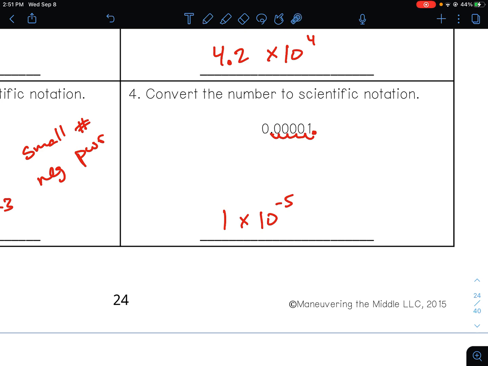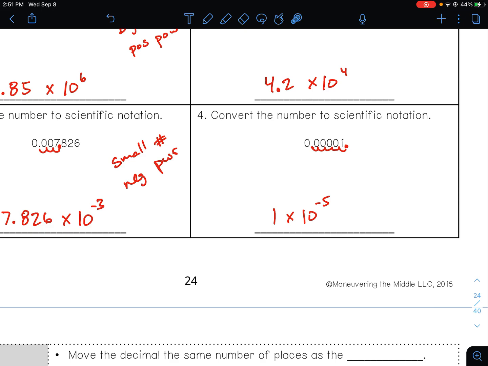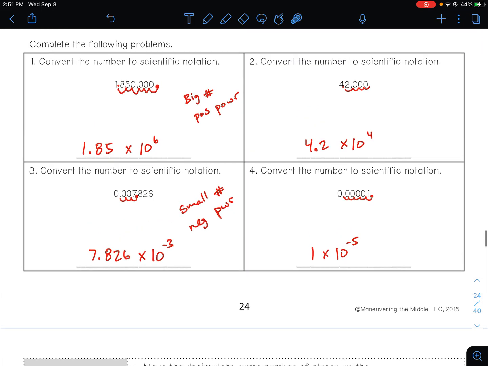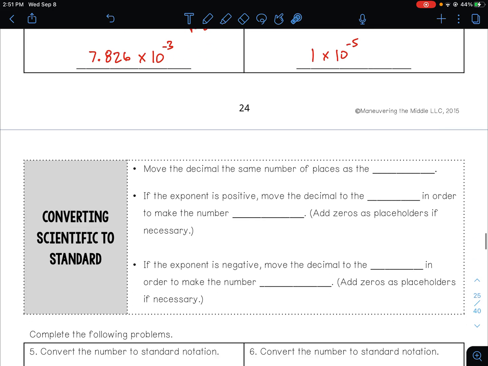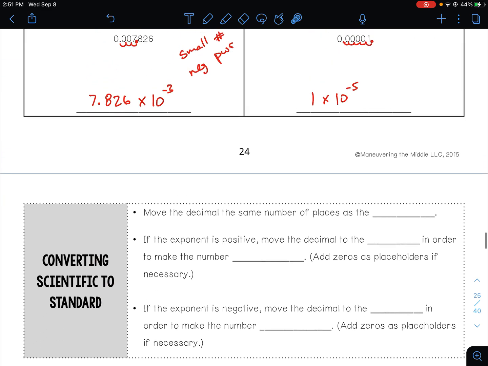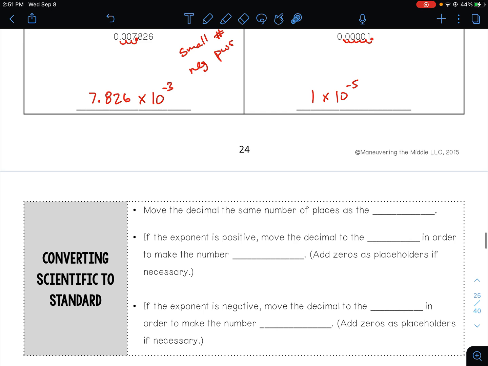You can't, because if you start saying like, oh, if you move left, you do this. If you move right, it depends on how you count. So that rule has never really helped me all that much. Whereas big number, positive power, small number, negative power. All right, and let's take a look at converting from scientific notation to standard. So if we have a scientific notation number like this, how do you convert it to standard?